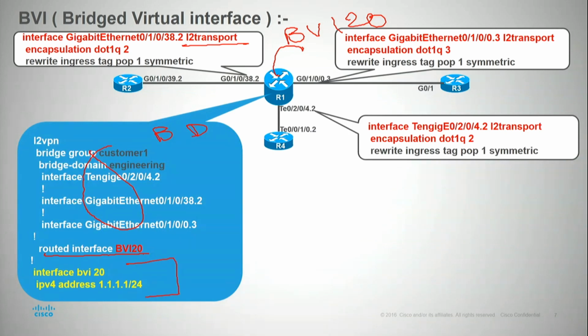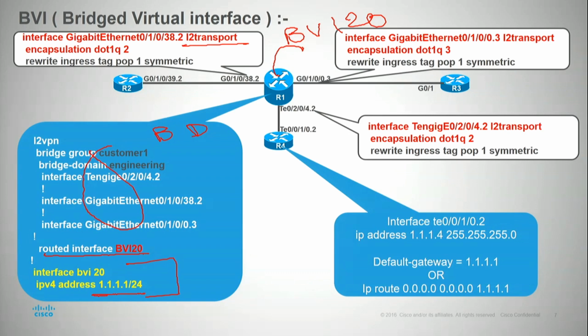We have defined the IP address as 1.1.1.1/24. On the customer devices, I can define the default gateway as 1.1.1.1, or I can configure a default route as mentioned here, pointing towards 1.1.1.1. This means the traffic which does not match the remaining devices will go via the BVI to the remaining world.